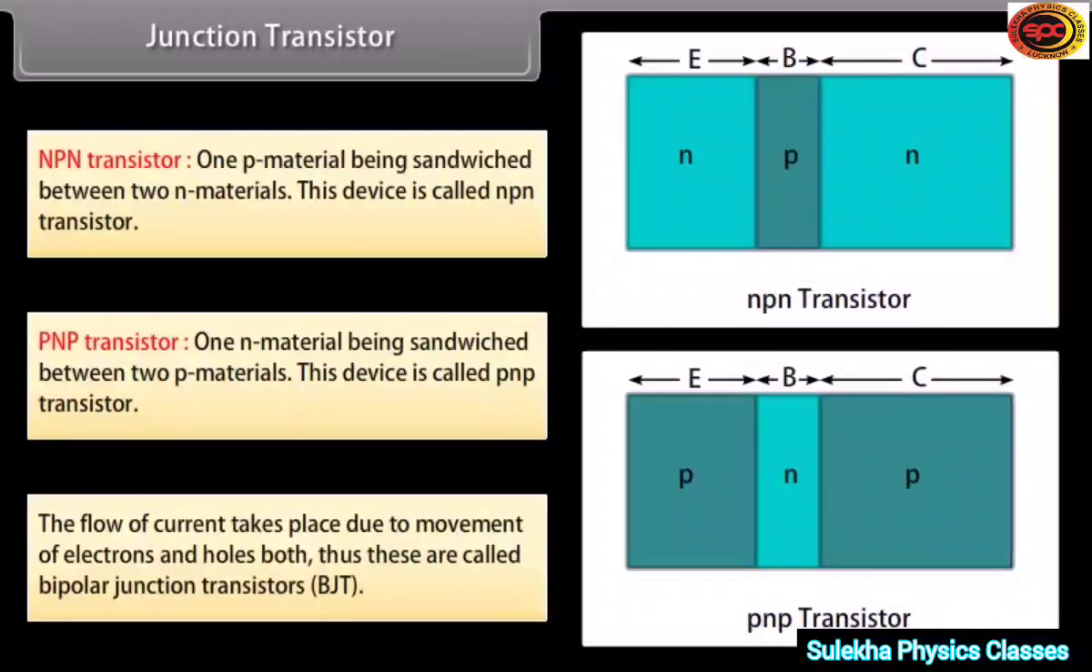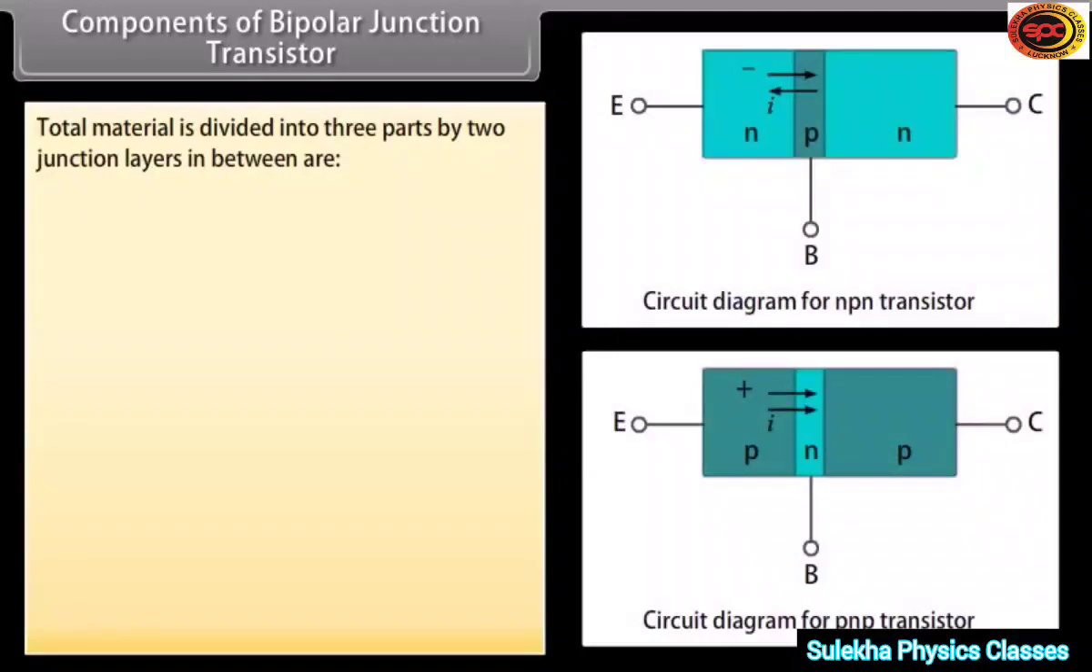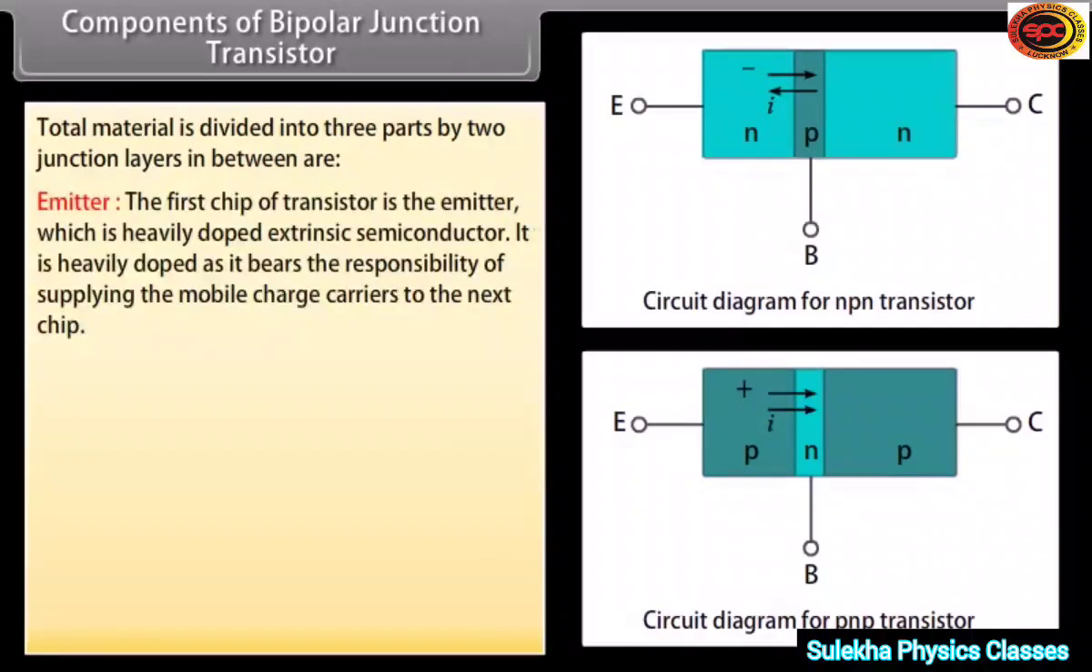The flow of current takes place due to movement of both electrons and holes. Thus, these are called bipolar junction transistors. Components of bipolar junction transistor. The total material is divided into three parts by two junction layers. Emitter. The first chip of the transistor is the emitter, which is a heavily doped extrinsic semiconductor. It is heavily doped as it bears the responsibility of supplying the mobile charge carriers to the next chip.